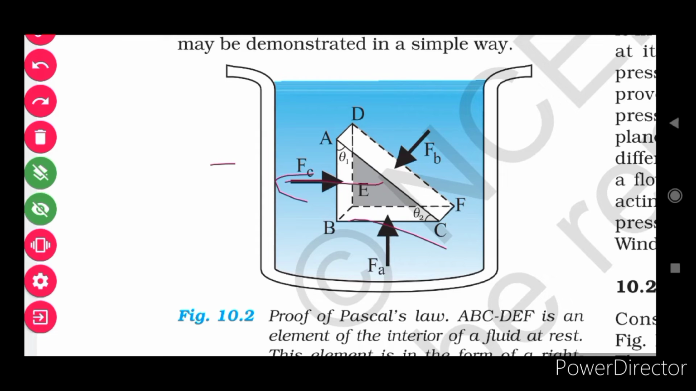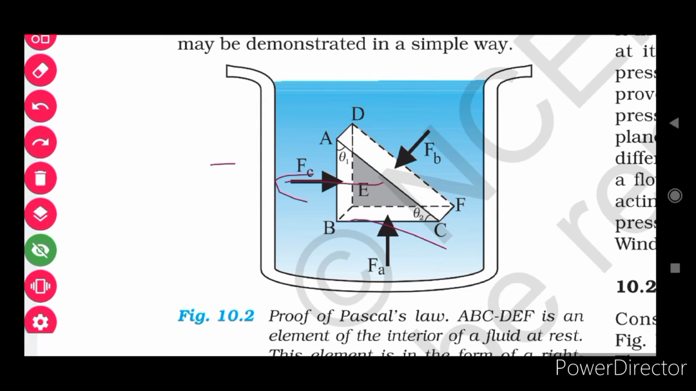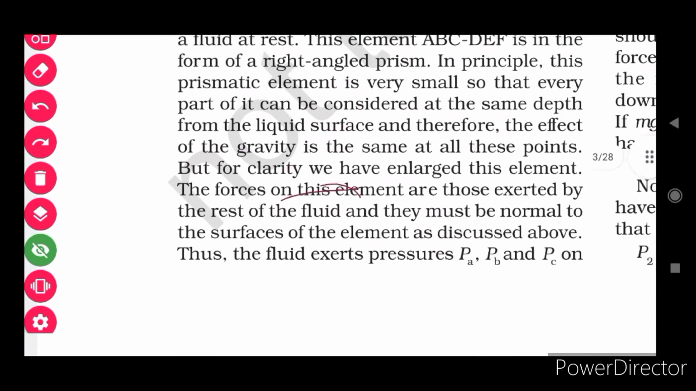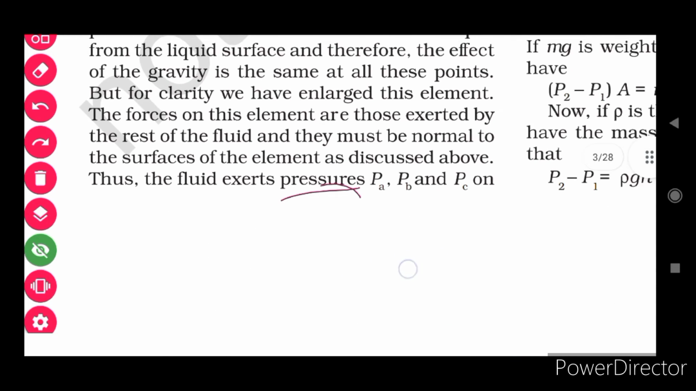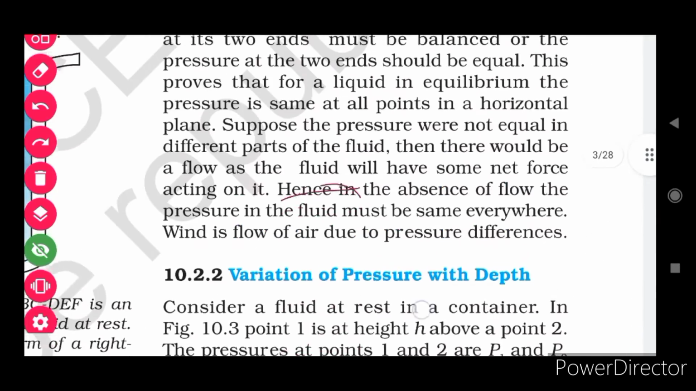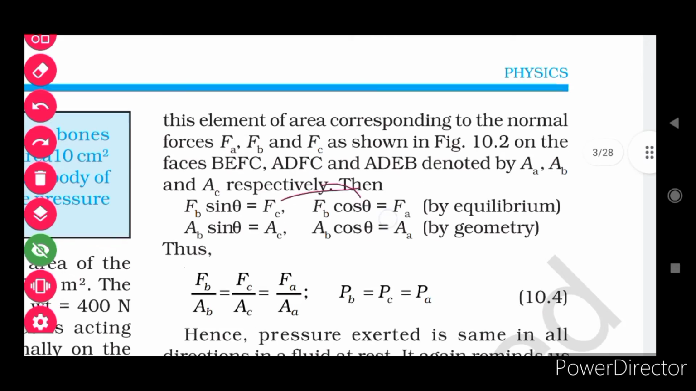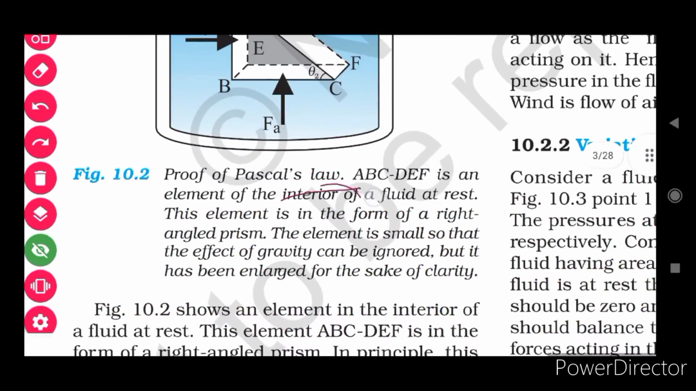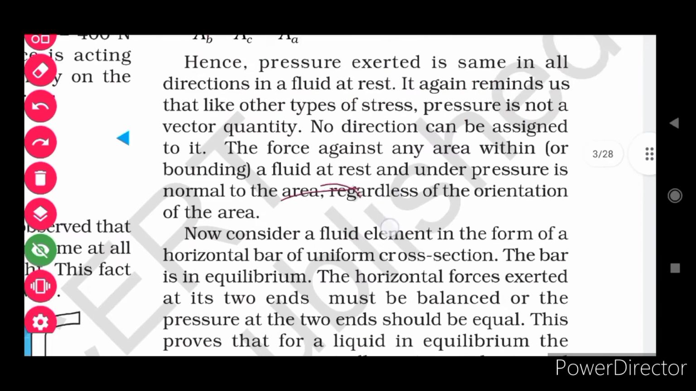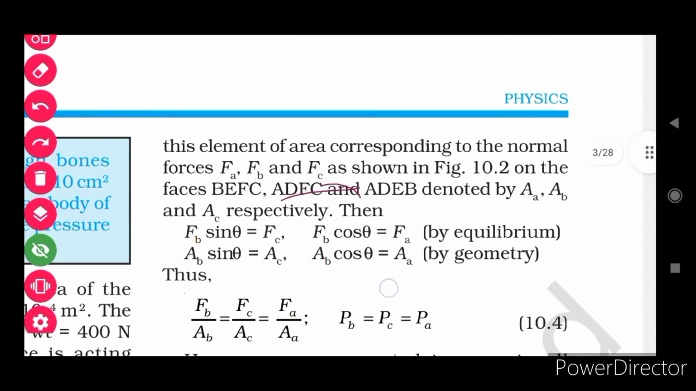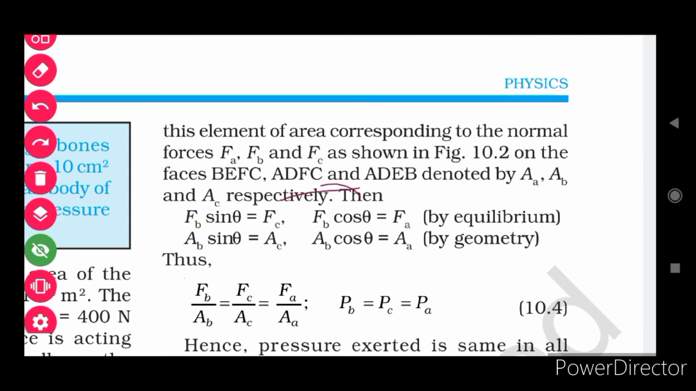So the forces that the rest of the fluid is exerting on this element, which we can consider as an object, are normal to the fluid element. Thus the fluid exerts pressures PA, PB and PC on this element of area, and the corresponding normal forces are FA, FB and FC, as shown in the figure.